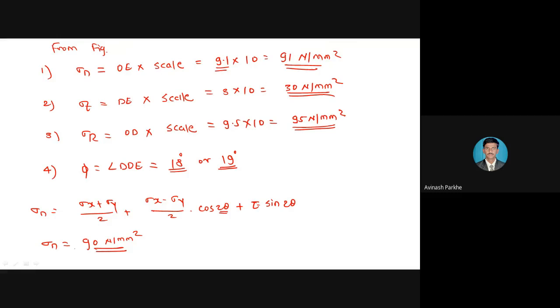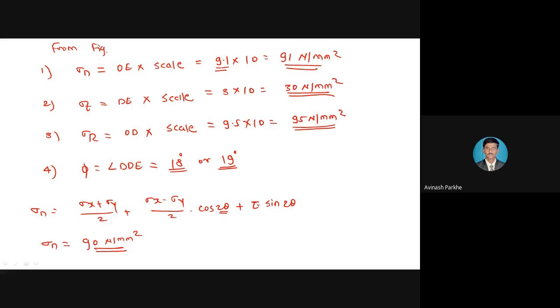So clearly, your graphical answer and the analytical answer will match. But no problem, sometimes you get 9.1, 9.2. It is also accepted because we are considering all the types of errors in the graphical method. So don't worry about that, you will get the marks 100%. But whatever answer you get from your figure, that answer only you have to write. So please check whether your answer is 90 Newton per mm square or not through the analytical method.